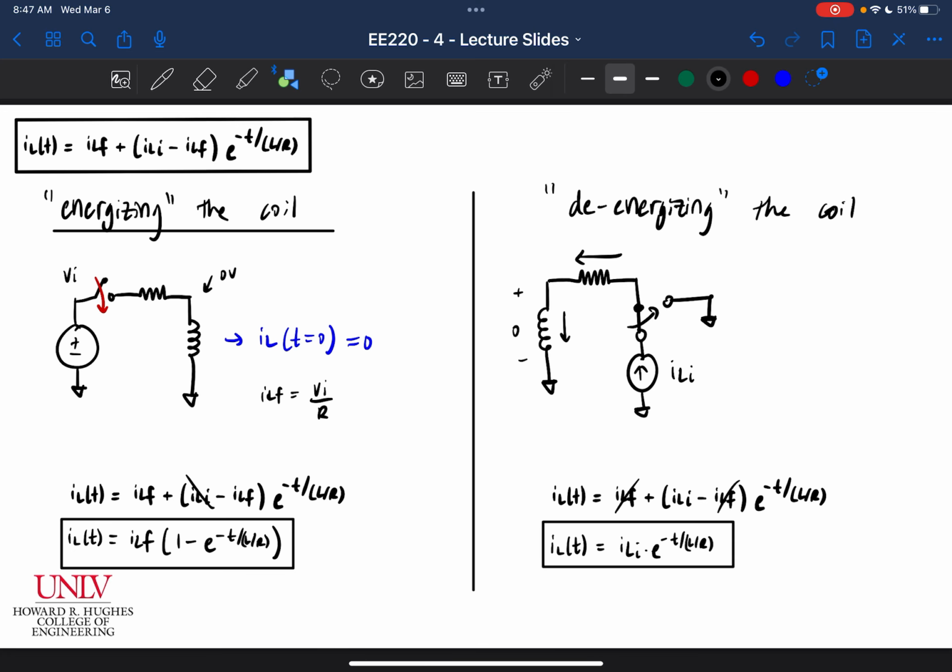And so in the next video, I'm going to go ahead and solve an example where we are energizing the coil, all right?